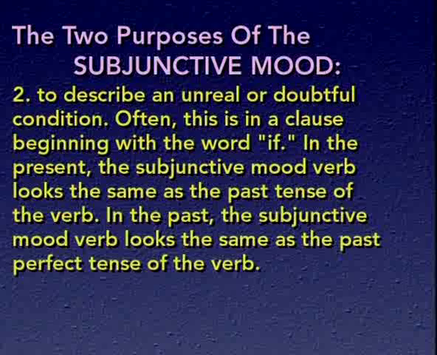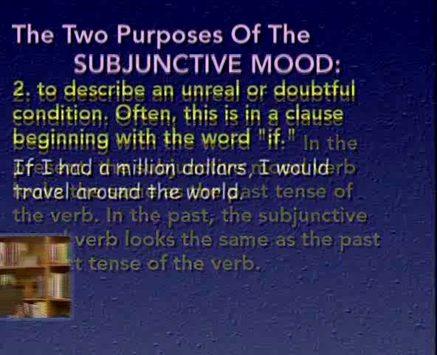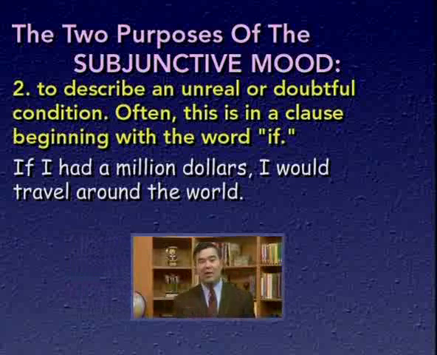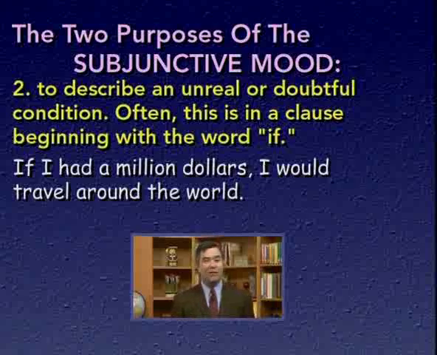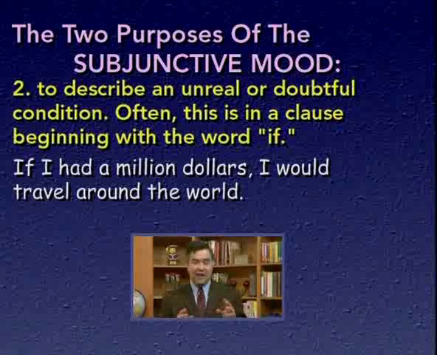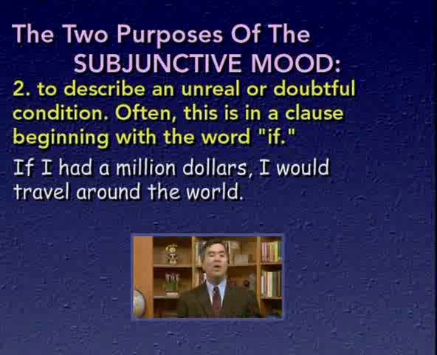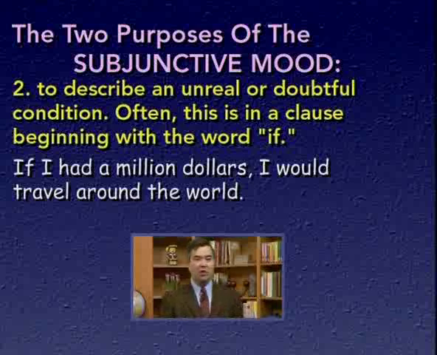Are you a little confused? Don't be. Here are a couple of examples that will help make this clear. Remember, we're talking about describing an unreal or doubtful condition, very often in a clause that begins with the word if. Here's an example. If I had $1 million, I would travel around the world. Now, there are 2 clauses in this sentence. If I had $1 million, and I would travel around the world. The second one is describing what I would do if the first clause were true.